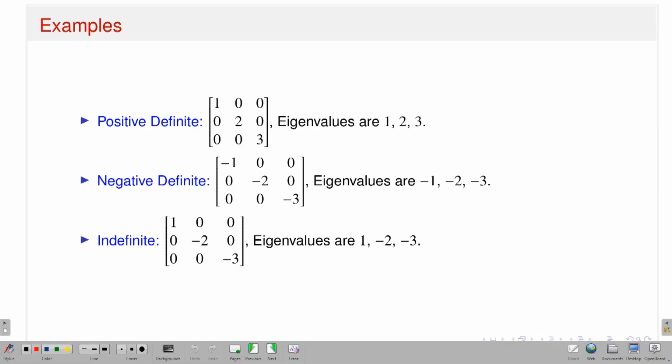Let us see some examples, then it will be more clear. In the first example, this matrix is symmetric, and it is positive definite. Of course, it is a symmetric matrix because it is a diagonal matrix.